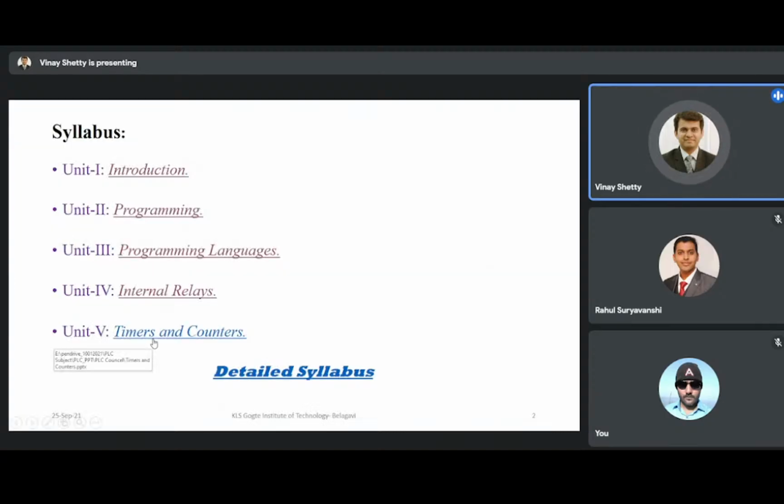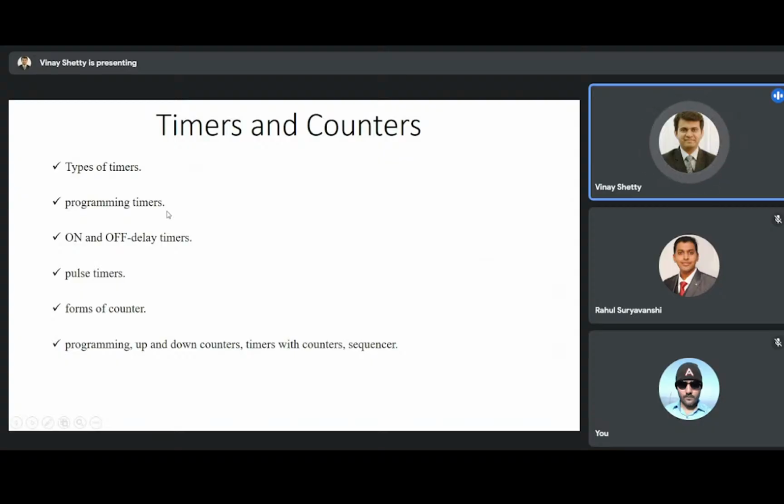Then we have basically the timers and the counters, wherein we will study about the type of timers, then the programming, how do we program the timers, then on and off delay timers, then what are the type of pulse timers. You even have retentive timers. These normal timers come under the non-retentive timers, and we have another set of timers known as a retentive timer. Then forms of counter, what are the different forms of counter? Basically up counter, down counter, and up down counter, that is a universal counter which could be used. Then programming up and down counters, timers with counters, etc.